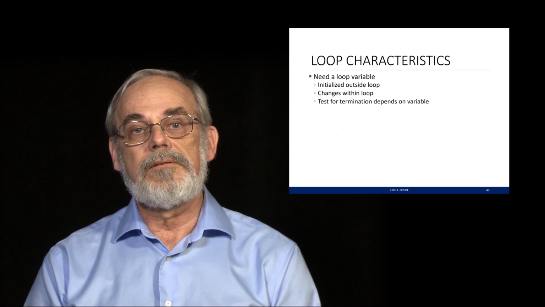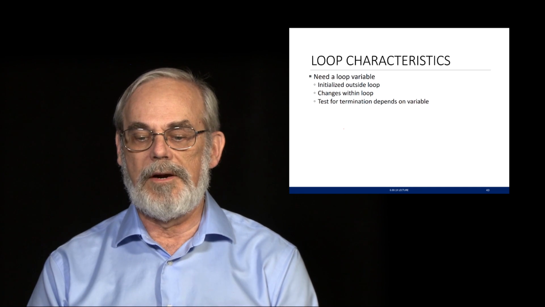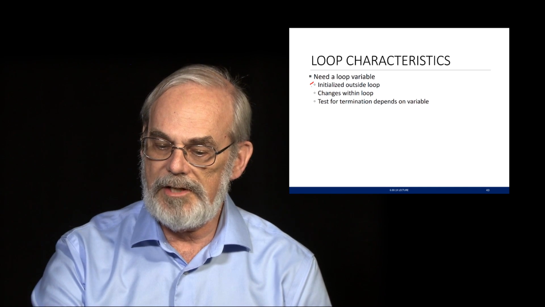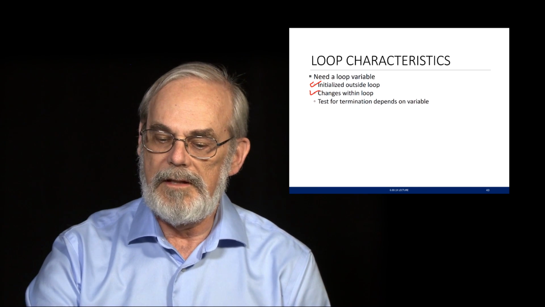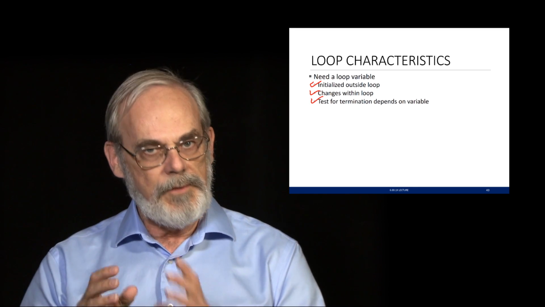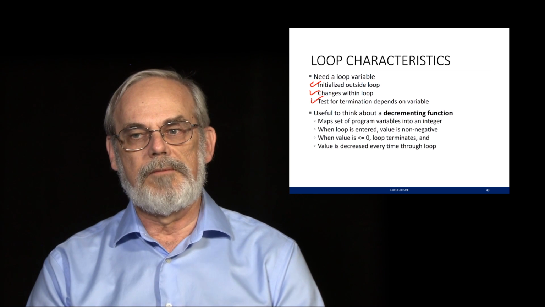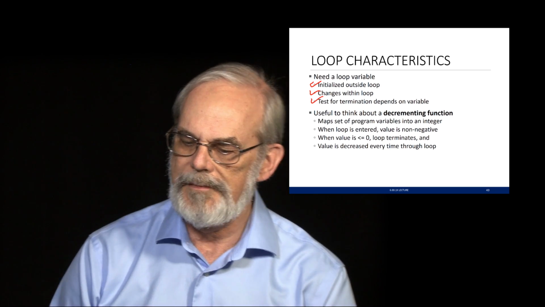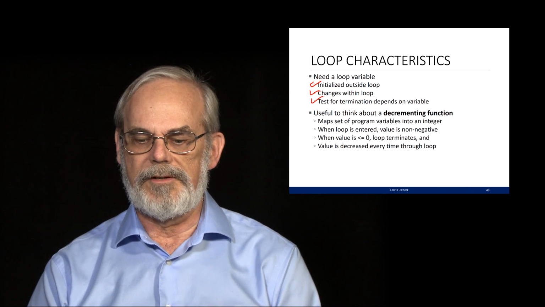Now, one of the things that we've talked about is that we know when we do a loop that we need some characteristics. In particular, we need a loop variable that's initialized outside the loop, that changes within the loop, and that's used to test when I'm done. That notion we can also capture in a little bit more general form, because it's useful to think about what's happening inside the loop. How do I know the loop's actually going to stop? And for that, we often want to think about something we call a decrementing function.